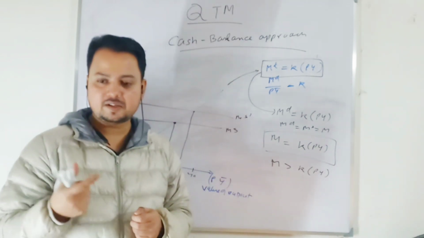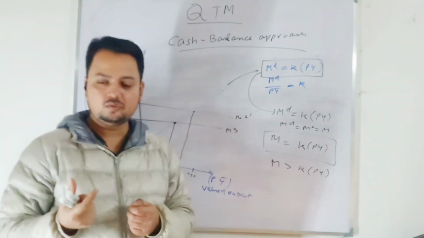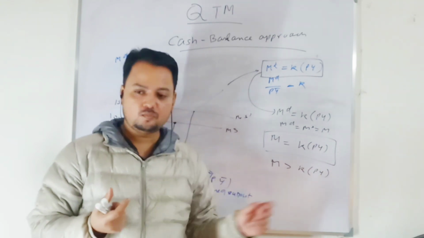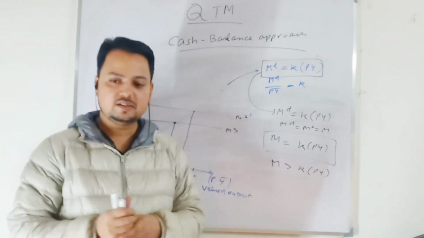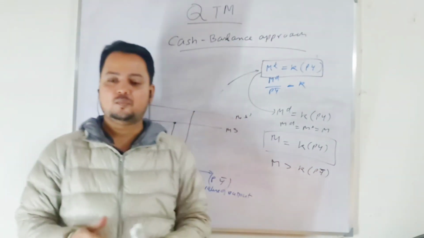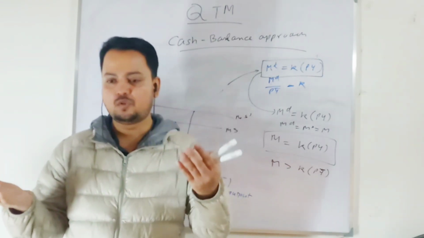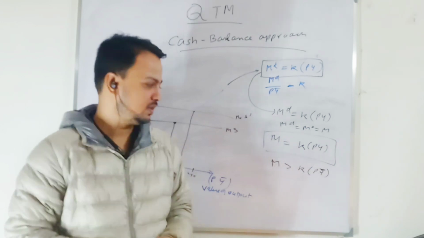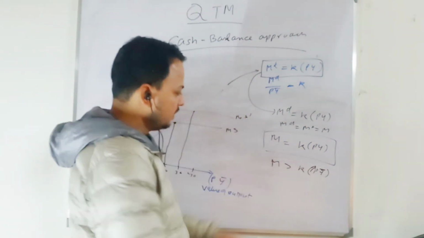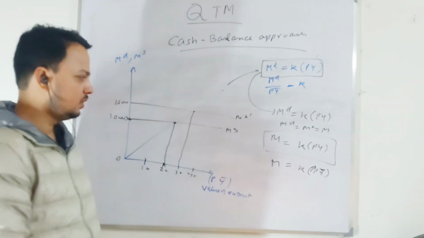So when you have extra cash with you, what will you do with it? You will want to buy more goods and services. Since the output is given, the same amount of goods is exchanged for more money. So what will happen? Price level will rise. When price level rises, this equality will again be maintained. Is it clear?